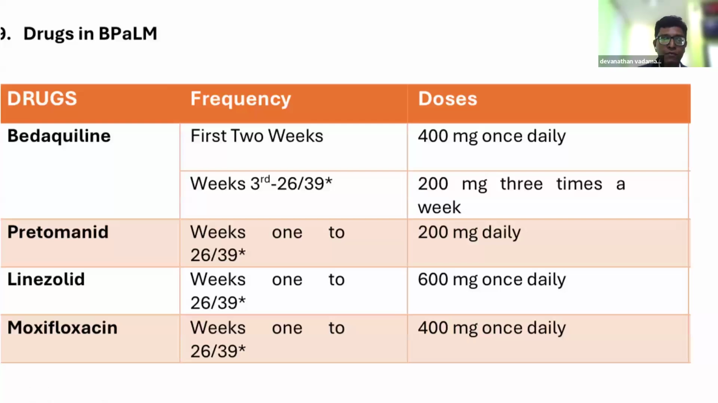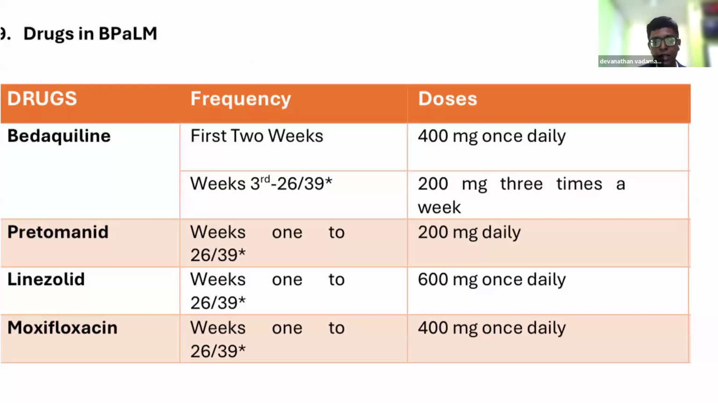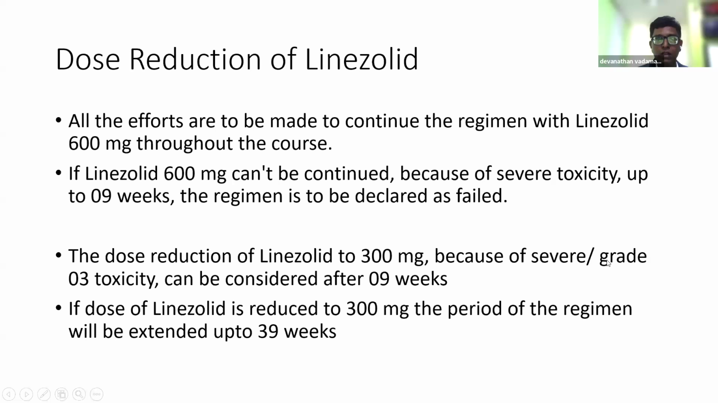So for the first 2 months, if the patient is tolerating 600 mg, well and good. After 2 months, if the patient is getting side effects, we can reduce the dose from 600 to 300 mg. But if the patient in the first 2 months itself is not tolerating the 600 mg regimen, such as they develop peripheral neuropathy or anemia, then we have to declare the regimen as failure and move on to the shorter or longer MDR regimen. If the patient tolerates the first 2 months, then after that we can reduce the dose to 300 mg. But the total duration of the regimen will increase from 6 months to 9 months.